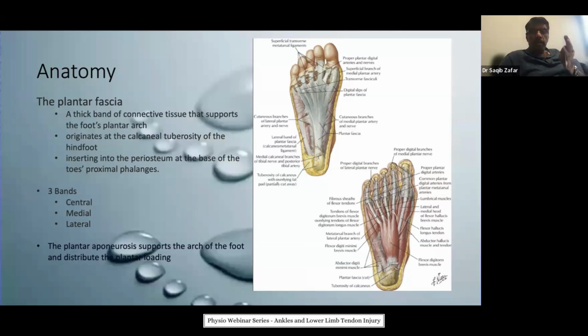So primarily, it's the medial plantar fascia which is most symptomatic, but it can present with central or lateral pain as well. Now, this is very important, this plantar fascia, because it supports the arch of the foot and helps with even load distribution.